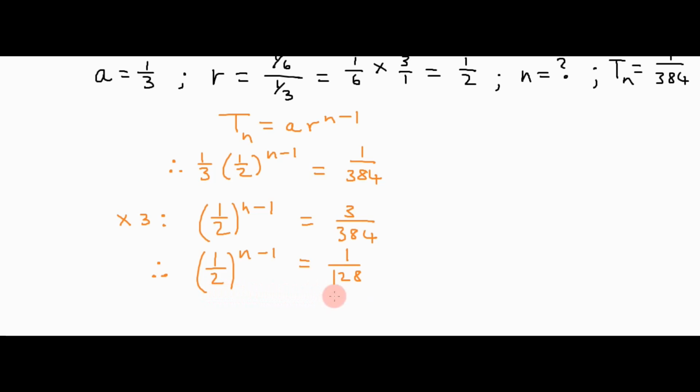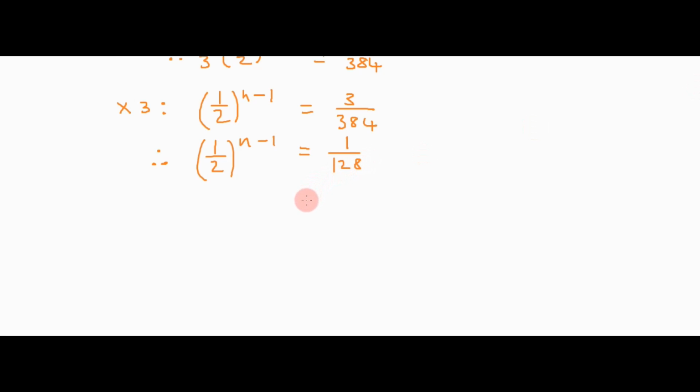This is an exponential equation with a power or index unknown. So we can try and make the bases the same. And by inspection, we can check that 128 is 2 to the power of 7. So this is 1 over 2 all to the power of 7. So we have a half to the n minus 1 being equal to a half to the 7.